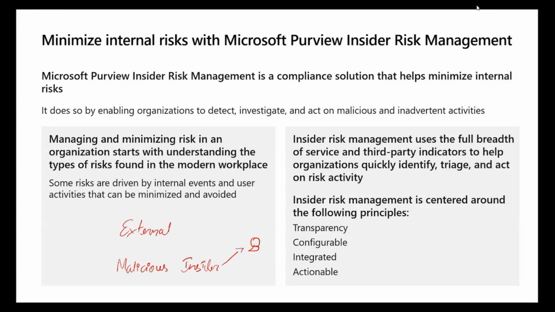So in that case, insider risk management uses the full breadth of service and third-party indicators to help organizations quickly identify, triage, and act on risk activities. So for this, you have to enable audit logs. That is one of the main prerequisites for you to have the ability to work with insider risk management policies. And then you can create your own policies to detect various kinds of malicious activity. You can also create policies to take automated actions if and when a malicious activity is detected.